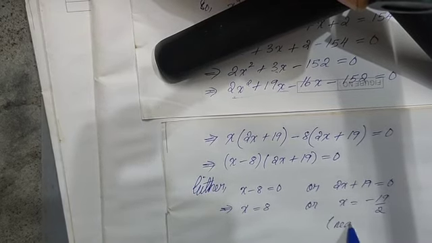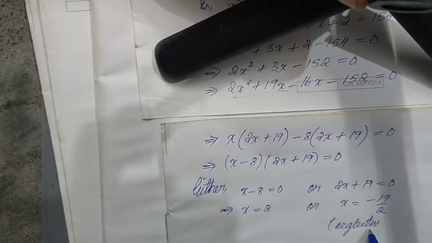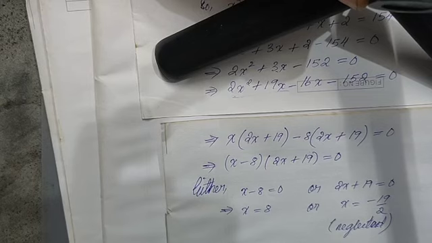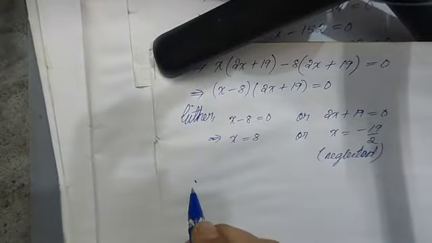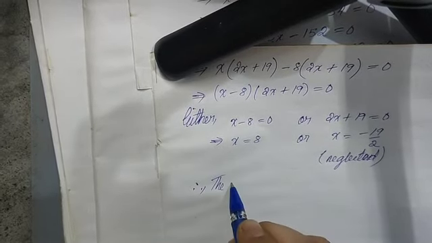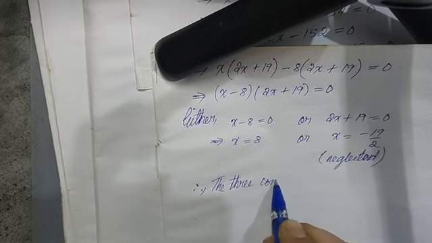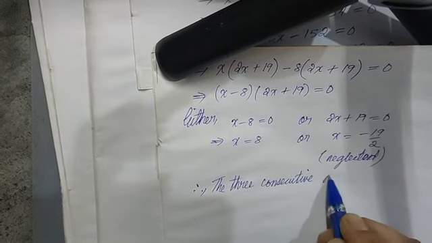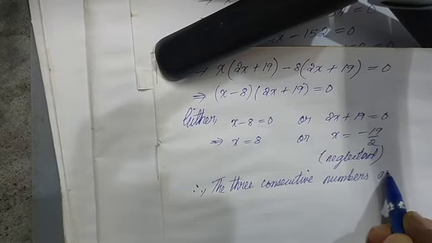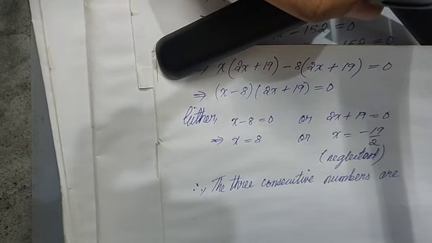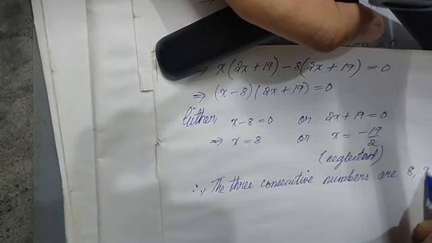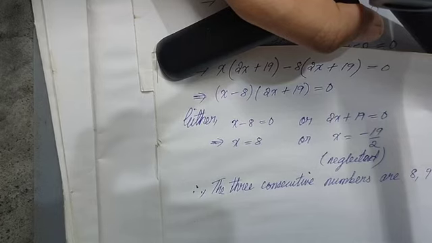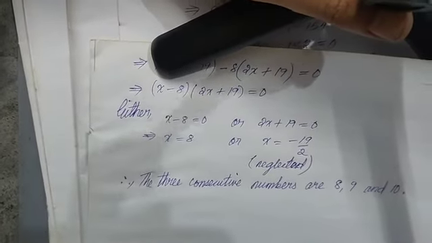Negative, we neglect, since the numbers are positive. Therefore the three consecutive numbers are: x is 8, x plus 1 is 8 plus 1, which is 9, and x plus 2 is 8 plus 2, which is 10. The numbers are 8, 9, 10.